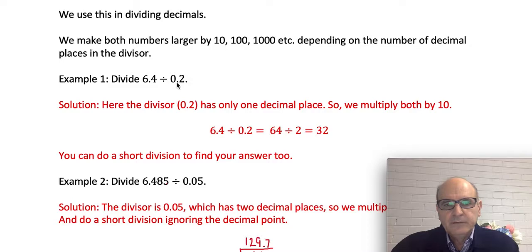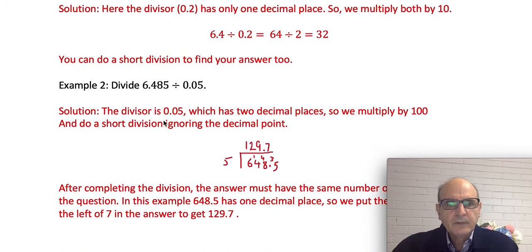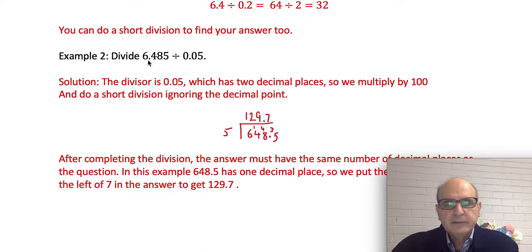So after you multiply both of these by 10, that turns into 64 and that turns into 2. So 6.4 divided by 0.2 is the same as dividing 64 by 2 after timesing both of them by 10. Now if you divide that, you get 32, and that is your answer to the original question. When dividing, we can also use short division.